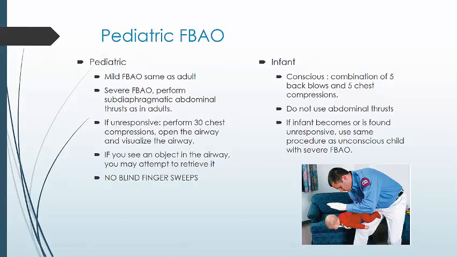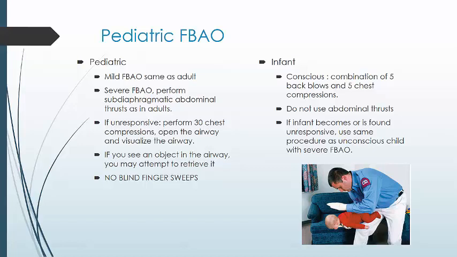With infants, for a conscious infant, we're going to use a combination of back blows and chest compressions. We're not going to do abdominal thrusts on an infant. So what we're going to do is hold this infant prone along your forearm with their head in a slightly lower position, as seen here in this picture. Then we are going to deliver 5 blows to the center of their back. Then we're going to turn them over onto the other arm, and we're going to deliver 5 chest compressions as if you were doing CPR.